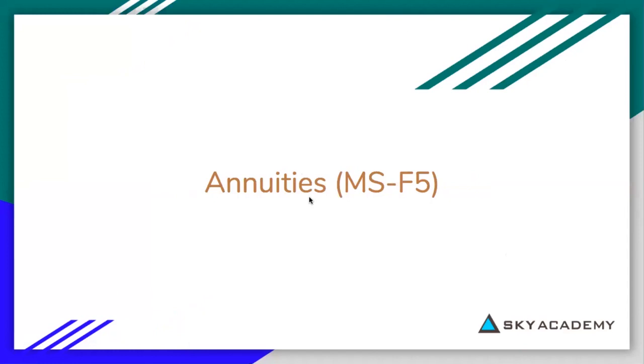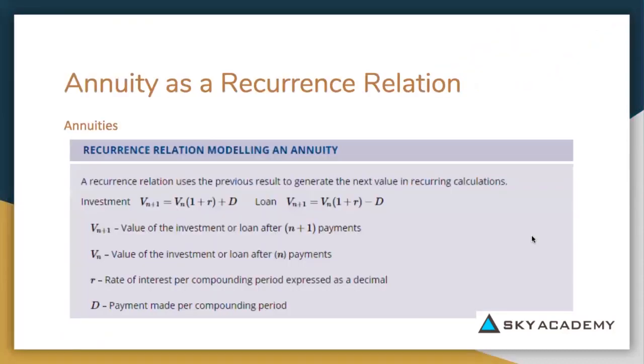Some examples that you might find are loan repayments or building up a sum of money in the bank as an investment. Something to keep in mind is that the future value of an annuity is the sum of the money that you contributed, plus the interest that the annuity will earn you. If we have a look at our first slide, we have annuities as a recurrence relation model.